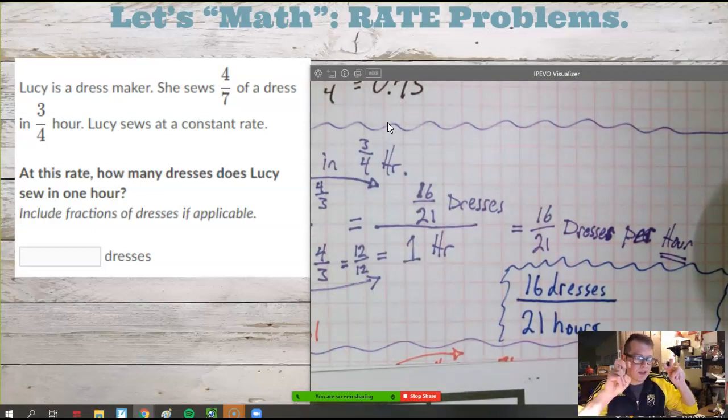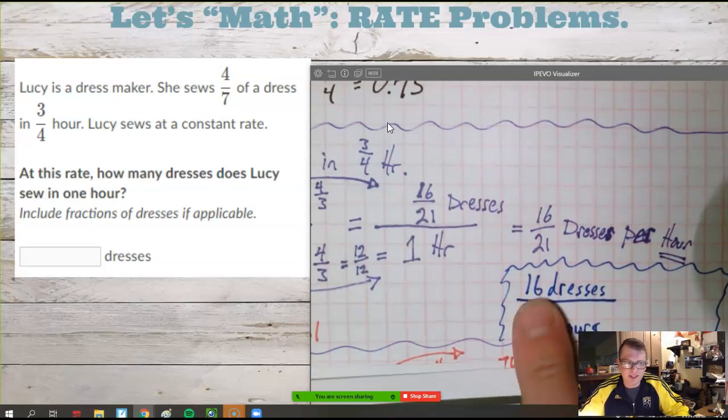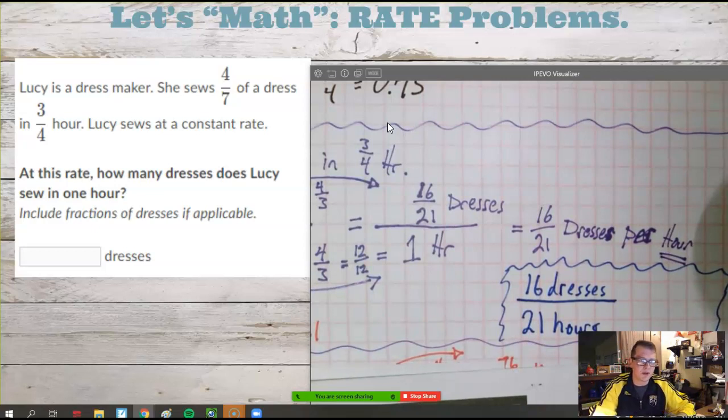A work week, if you've ever talked to your parents, is normally about 40 hours. And same for you guys as students. You're in school about 40 hours a week. So this is about half of a work week. So in a work week, she could make about 30, right? If we double both of these, she could make about 30 dresses in a work week, which is pretty impressive.